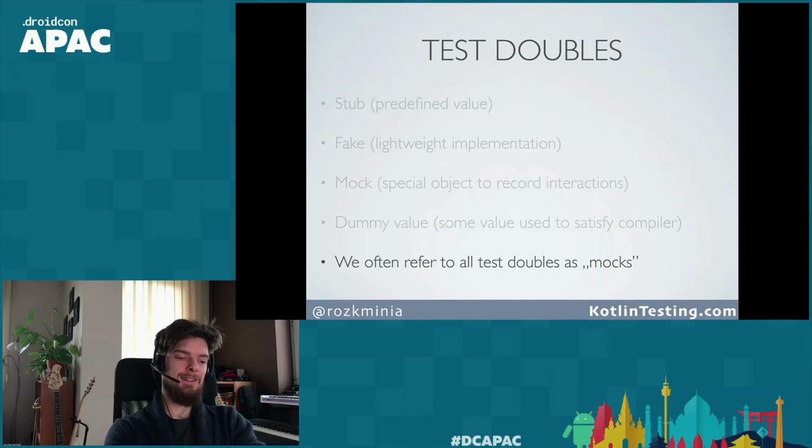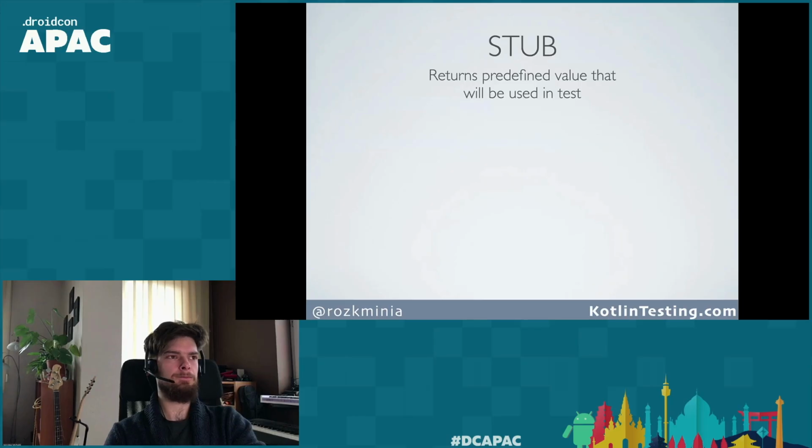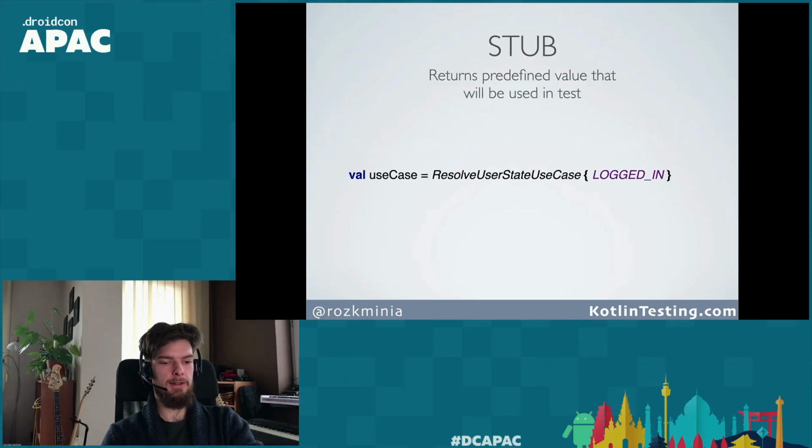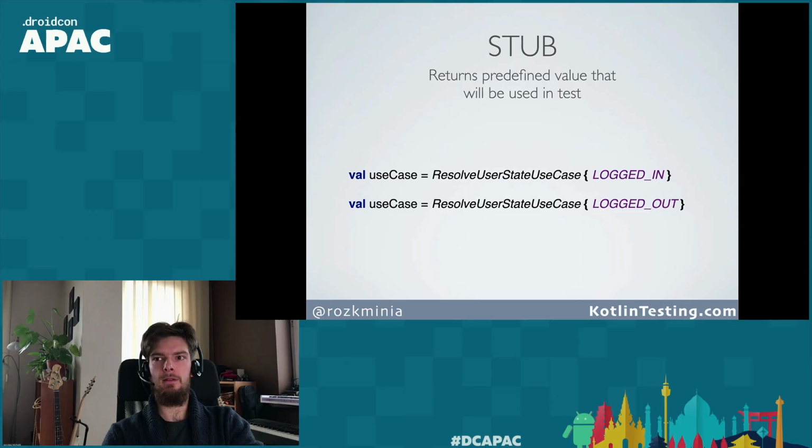So now let's see how we can create mocks for each dependency in our Splash presenter. Let's start with resolve user state use case. It is an interface with one method, so we can return values directly. It is also a Kotlin functional interface, so this could be done in a single line in lambda. And we could return state logged in, state logged out, or just throw exception from that method.